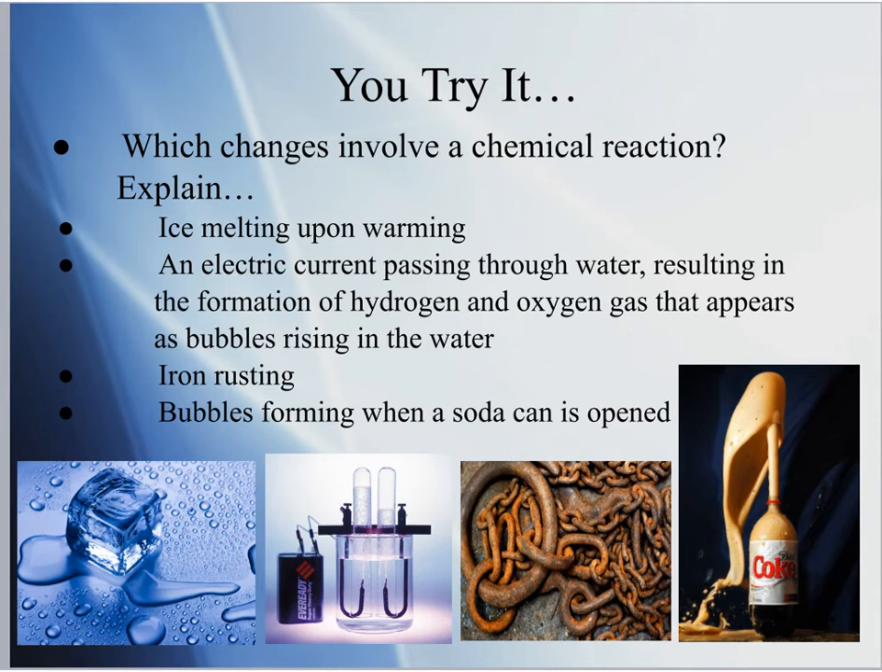All right, so I want you guys to take a few minutes to look at these examples and figure out whether you think these are chemical reactions happening or not. The first one is ice melting upon warming. The second is an electric current passing through water, resulting in the formation of hydrogen and oxygen gas, so you can see the little bubbles inside the test tubes. The third one is iron rusting. And the fourth one is bubbles forming when the soda can is opened.